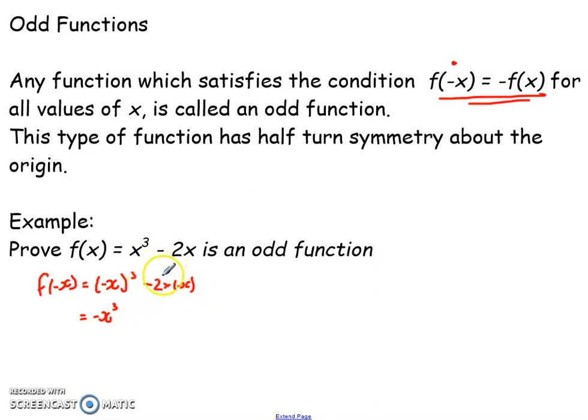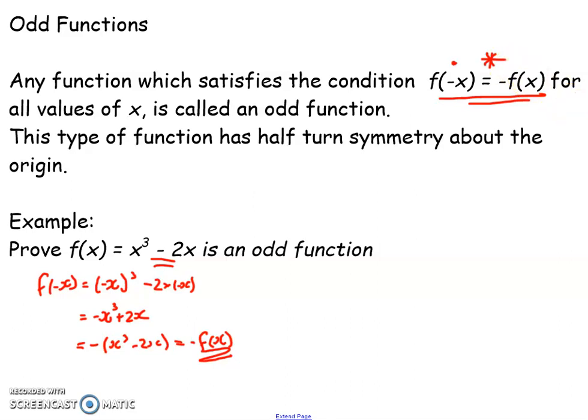So you've got take away 2 times negative x, minus minus gives you a plus, so it's then plus 2x. Well, if I take out negative 1 as a common factor in both of those terms, I would get negative bracket x cubed minus 2x. And lo and behold, that x cubed minus 2x is the original function itself. So that then equals negative f of x. So there you go. I've proven that that function there is an odd function. It satisfies the condition that we're after from up here, f of negative x equals negative f of x.